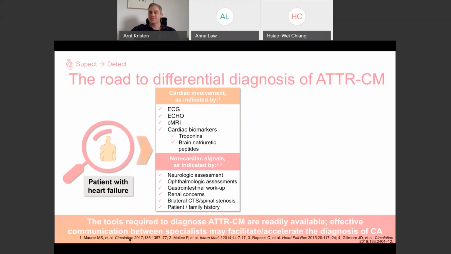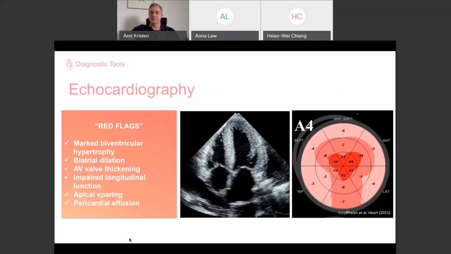So what is the way to diagnosis of the disease? So if a patient presents with heart failure, we already do ECG, echo, and MRI, as well as measurement of cardiac biomarkers. But we also have to look for non-cardiac signs that are associated with ATTR-CM. So we have to do a neurological assessment, ophthalmological assessments, GI workup, renal diseases, and the family history.